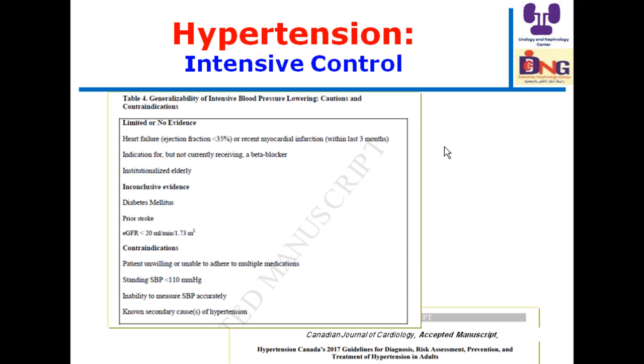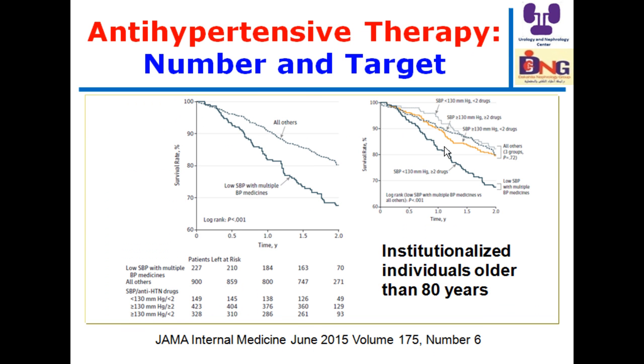Regarding institutionalized individuals older than 80 who are very frail, here reaching systolic blood pressure less than 130 using fewer than 2 medications is excellent, but survival is drastically reduced if we use more than 3 medications to reach this goal. Again, we should look at other comorbidities like portal hypertension and others before we advise these points.